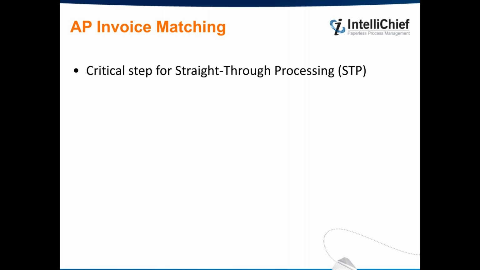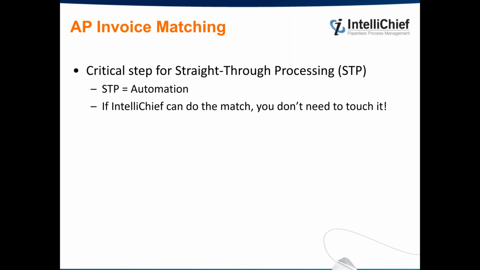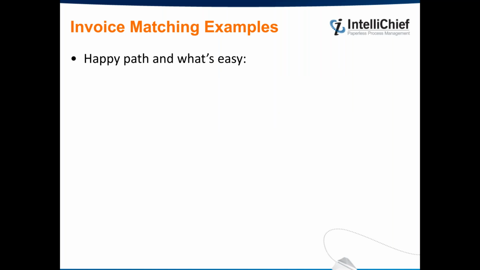So what's matching? Why is that a thing, right? Why is that important? Well, it's critical for straight through process. Straight through is automation. This is where you want to get to, because users are not having to do things interactively. I don't have them keying anything anymore. I don't have them moving paper around, checking fields, all that stuff. If we can do the match, you don't have to do anything. So the only thing users are working on is real exceptions, where there is an issue with the purchase order or something like that.